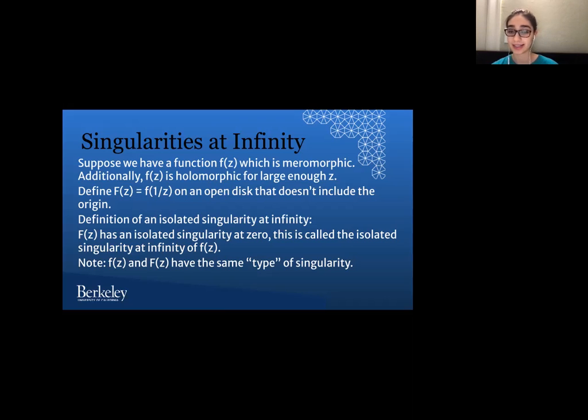So the definition of an isolated singularity at infinity is: if capital F of z has an isolated singularity at 0, then we say that small f of z has an isolated singularity at infinity. An interesting point is that if the singularity at 0 is removable or a pole or an essential singularity of capital F, then the singularity at infinity of small f is of the same type. So if one has a pole, the other has a pole. If one has an essential singularity, the other one has an essential singularity, and so on.